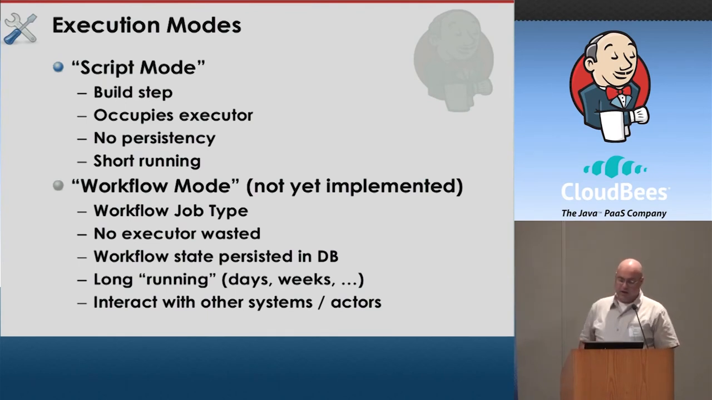We are thinking of adding an explicit job type called workflow. So when you create a new job, you would say, oh, I want a workflow. No executor would be used because there is actually nothing executing in that sense. And the workflow state is persisted in an external database. All of this functionality is there. This is what the Activiti workflow engine provides. You could use this for really long-running workflows.